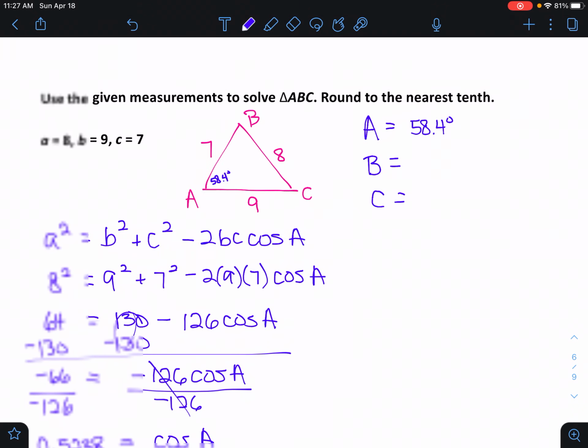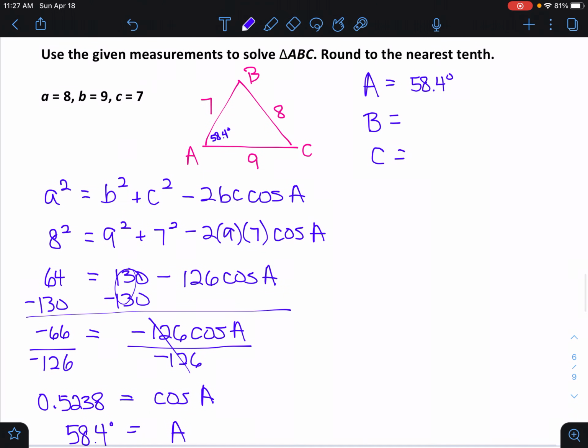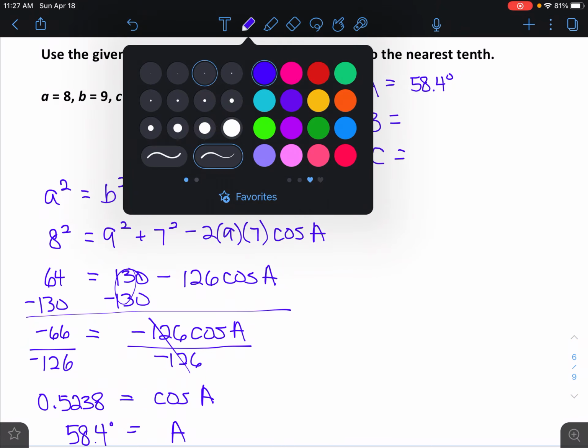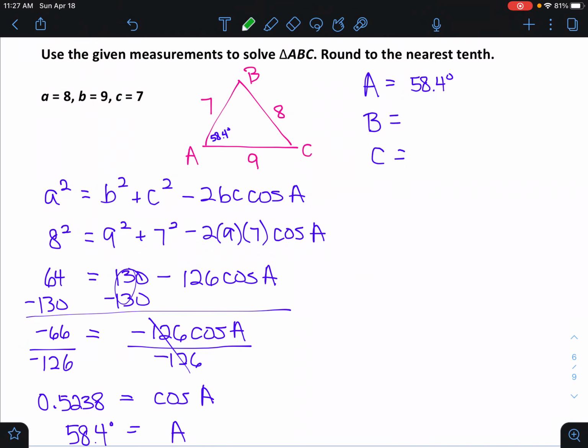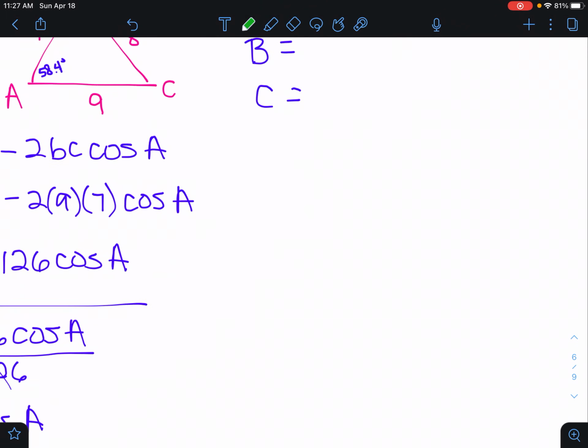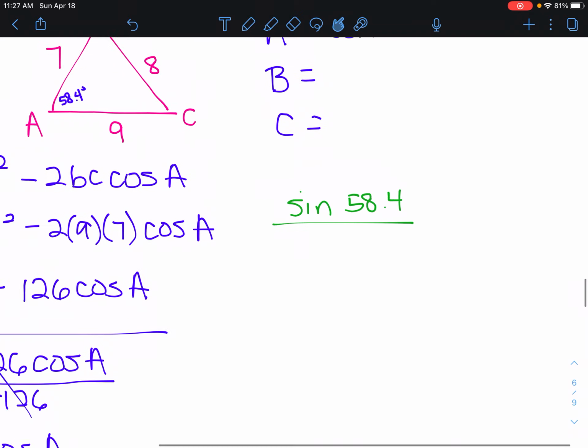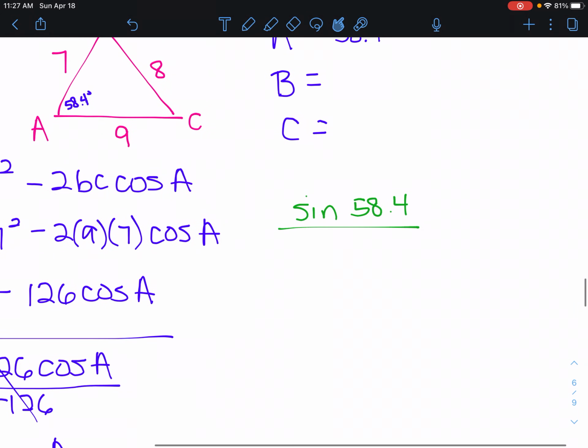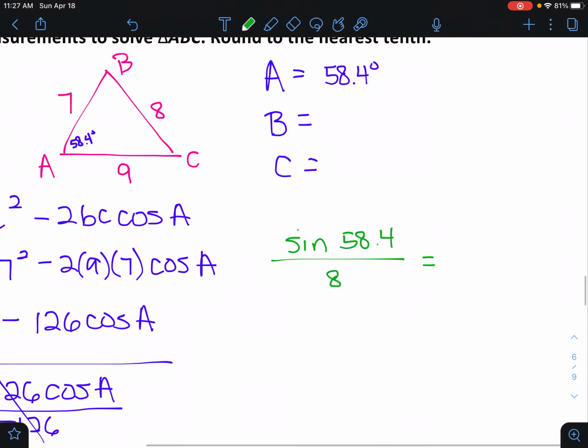Okay, now angle B, now I do have a side and an angle that correspond. I have angle A and side A. So I'm going to use law of sines now. That's faster. So I'm going to say, sine of 58.4 over its side, 8, equals, let's just do B since that's the next one, sine of B over 9.